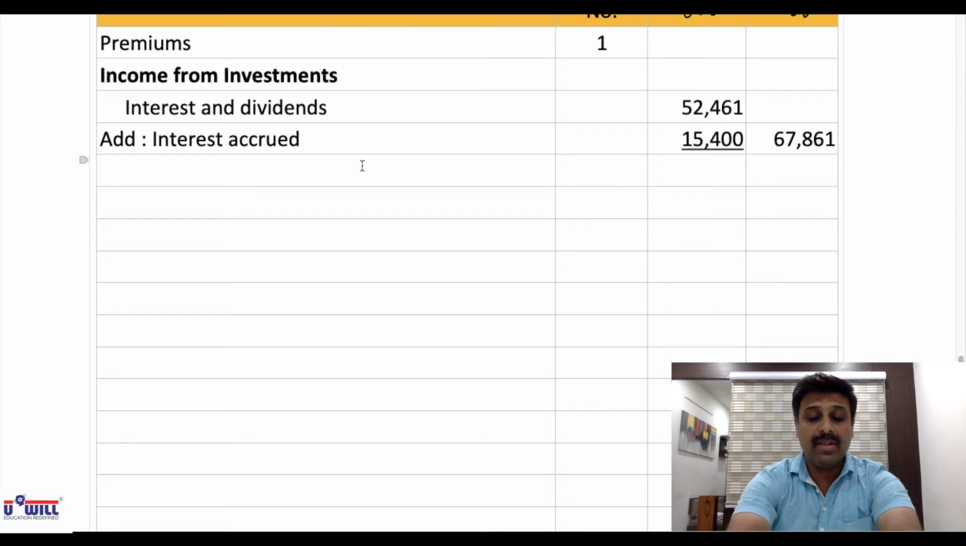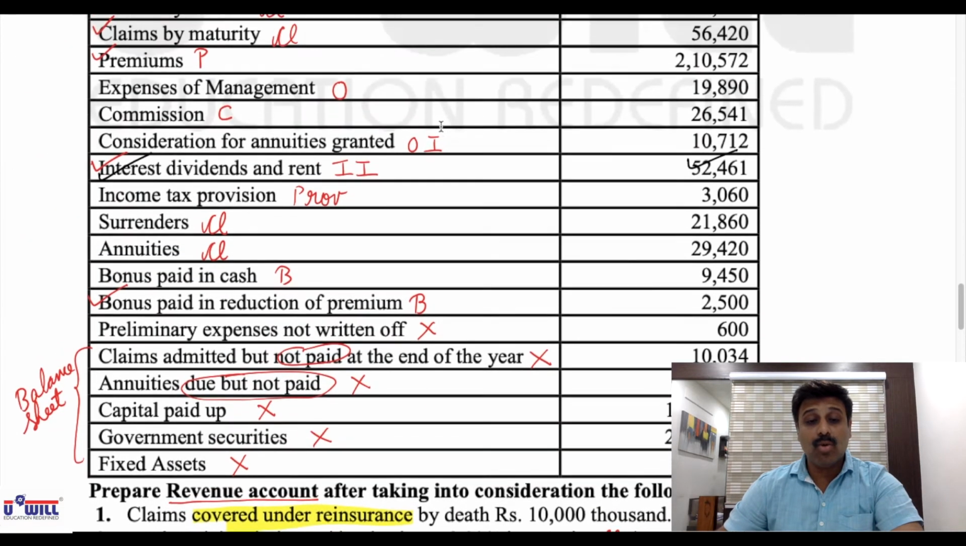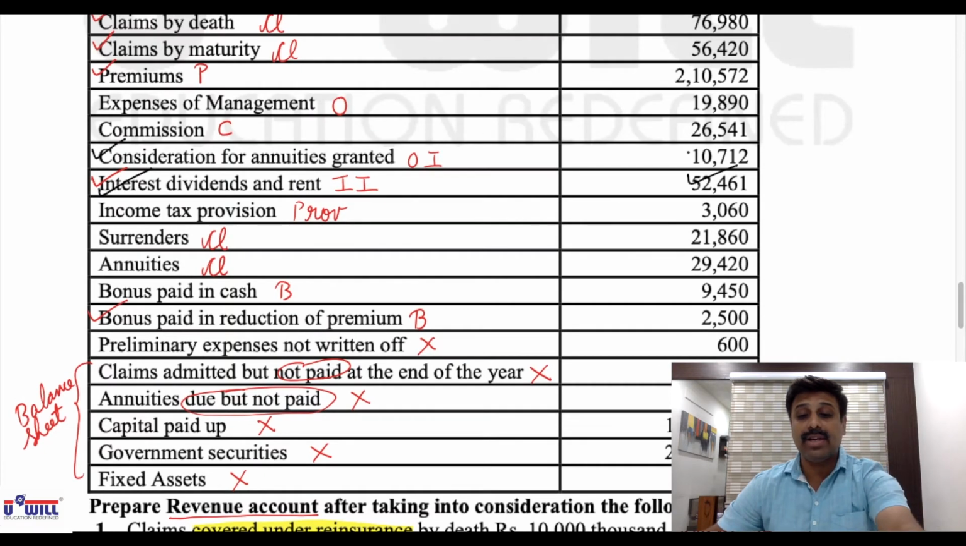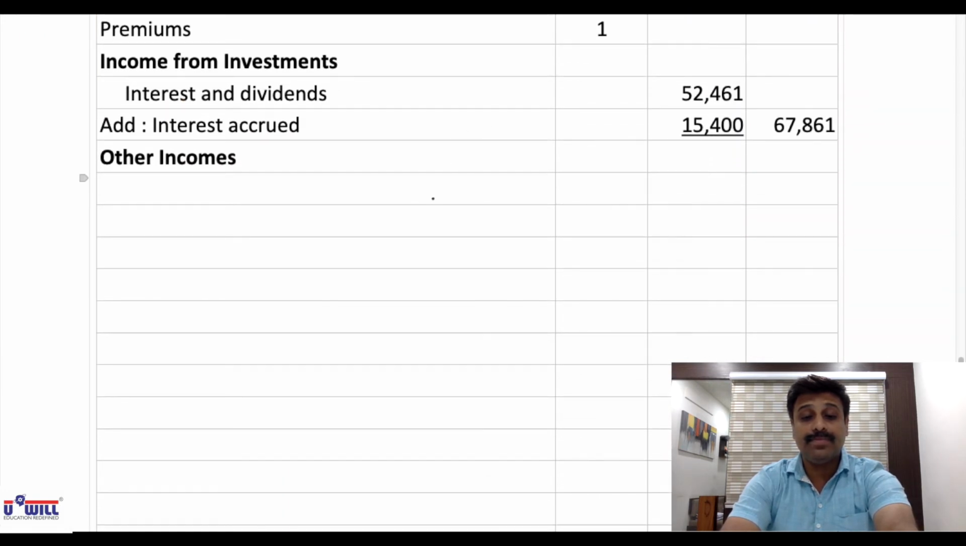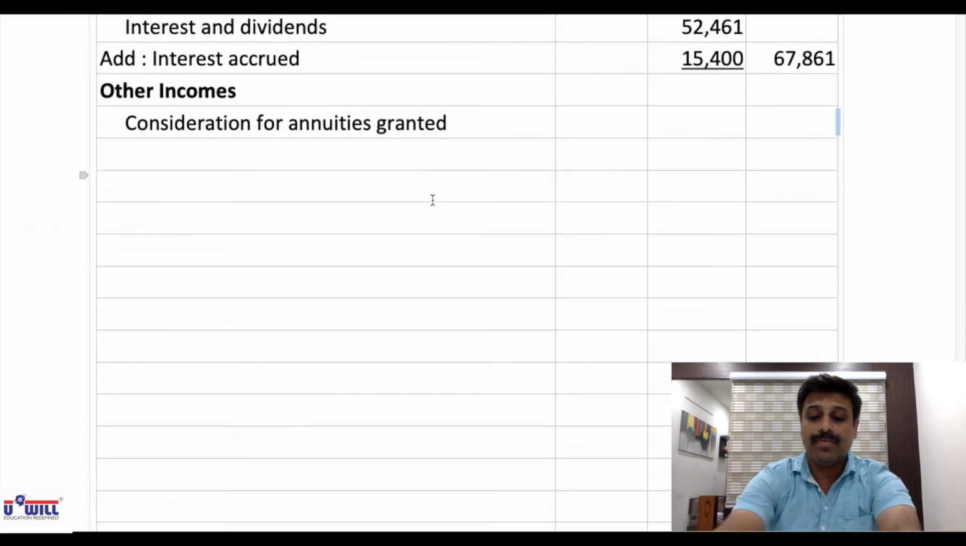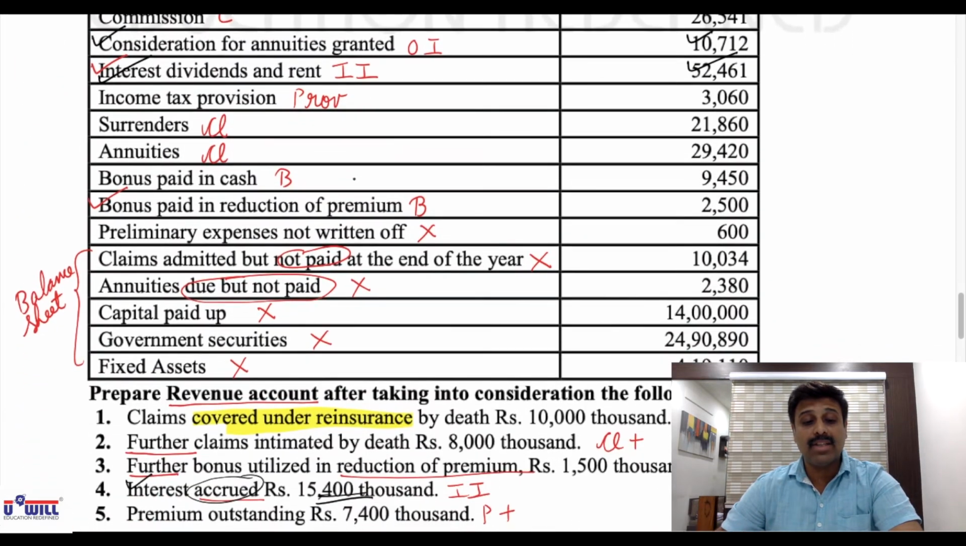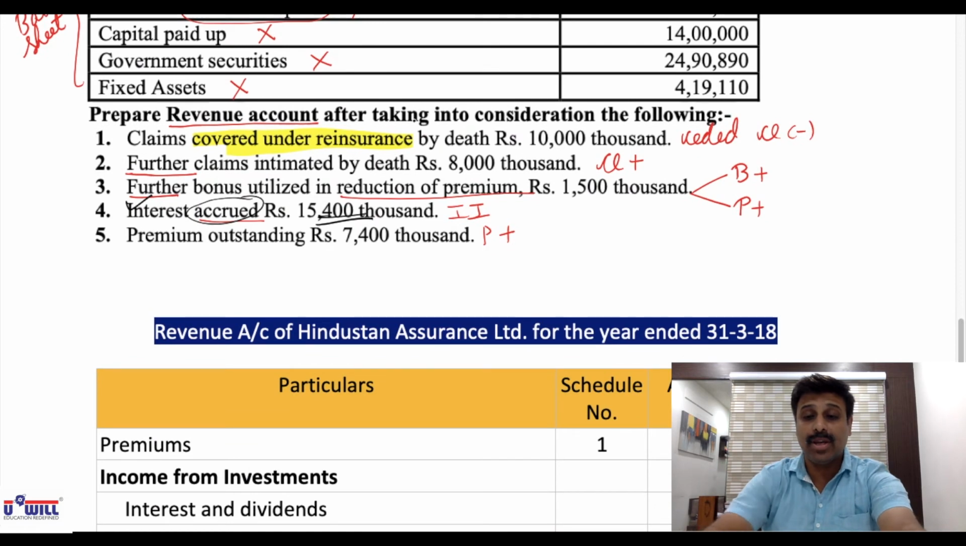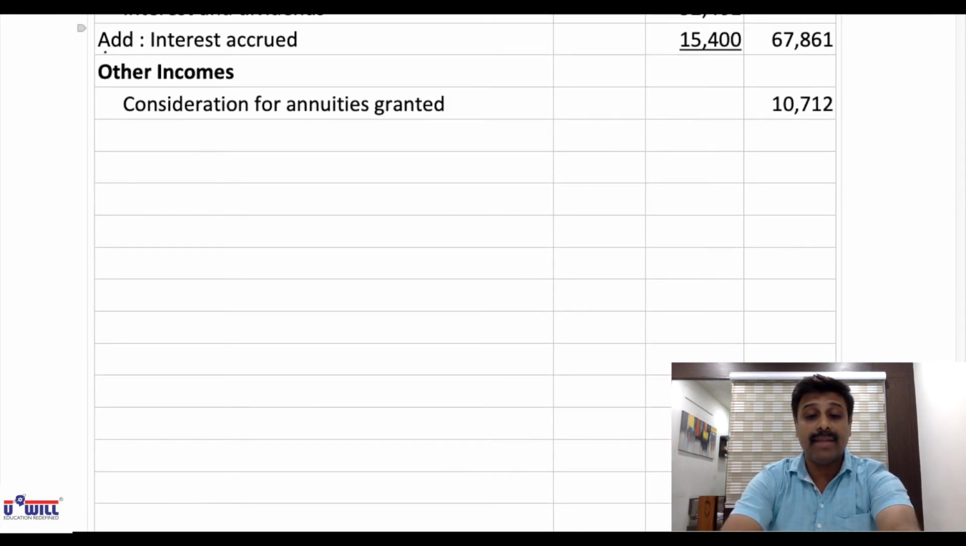Now after income from investments, what we have is other incomes. Any item marked as OI in the question: consideration for annuities granted 10712. So write down consideration for annuities granted, amount is 10712. Only one item is there, so we directly take it in the outer column. There are no other items marked as OI, that is other incomes. Then we would get total A.